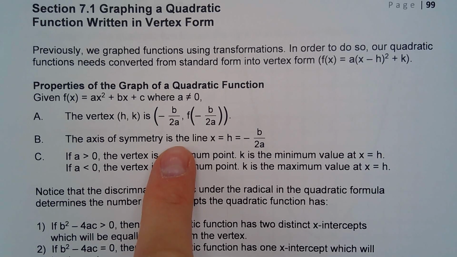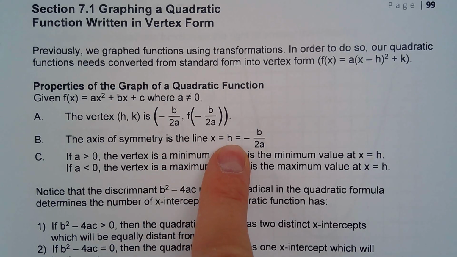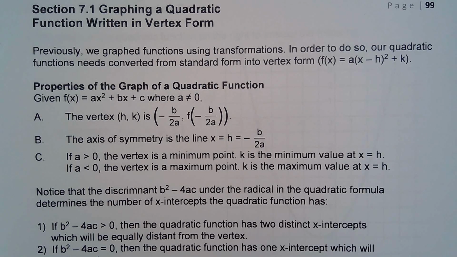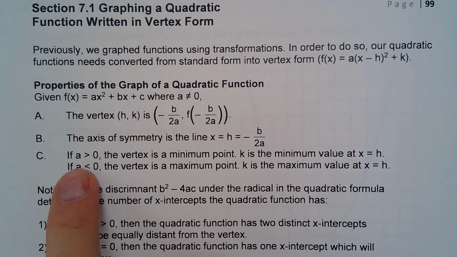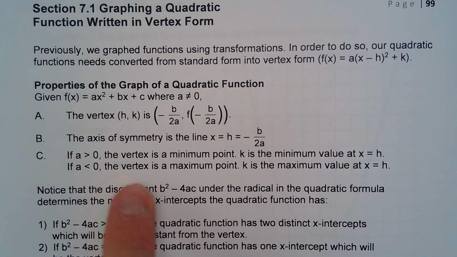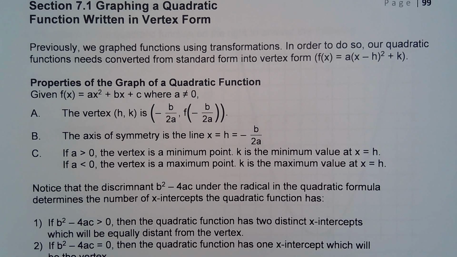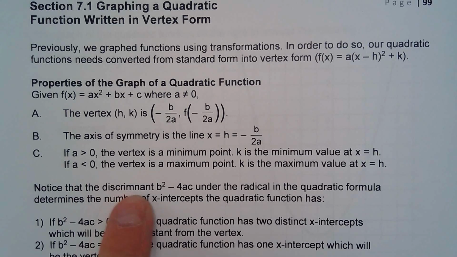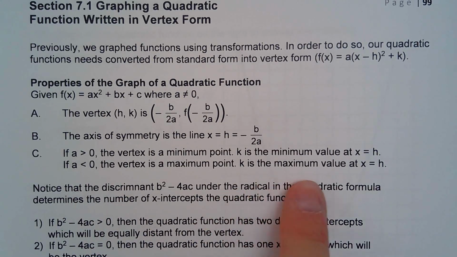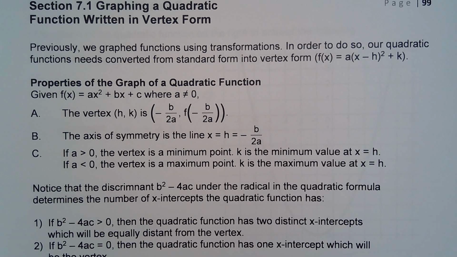The axis of symmetry is the line x equals h, which equals the negative b over 2a. And again, just a reminder, if a is greater than 0, I think of my smiley face. The vertex is the minimum point, and k is the minimum value at x equals h. And if a is less than 0, the vertex is the maximum point, and k is the max value at x equals h.